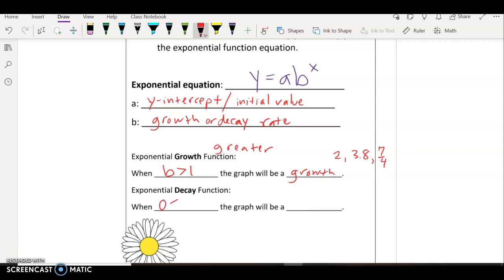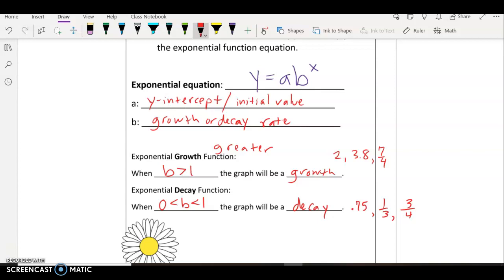Now, if we have a b value between 0 and 1, it is a decay. So that could be numbers like 0.75 or 1/3 or 3/4. All of those are not improper fractions. 1/3 is 0.3 repeating, 3/4 is 0.75. They are all values that are less than 1 but bigger than 0.